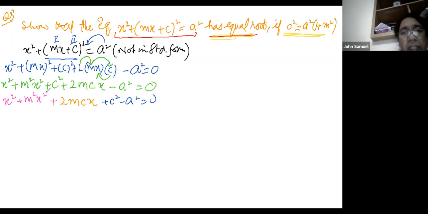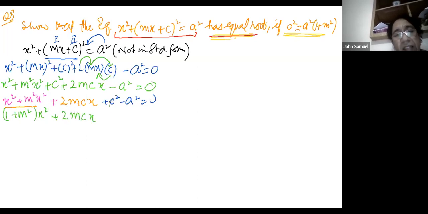Now if you look carefully, my dear student, out of these two we can take common. What we can take common? x square is common, and here is 1 plus m square. I hope you got it. From here I took x square common, whereas now we have 1 plus m square remaining. We cannot take anything common from here, so we'll write it as it is, 2mcx.